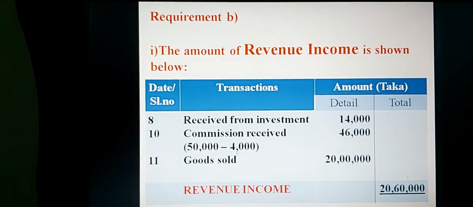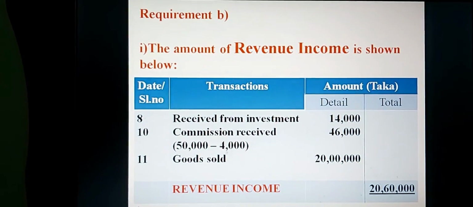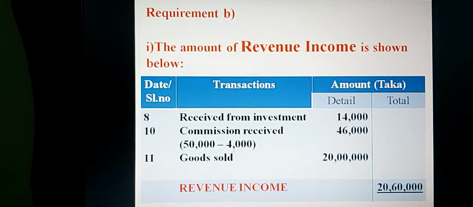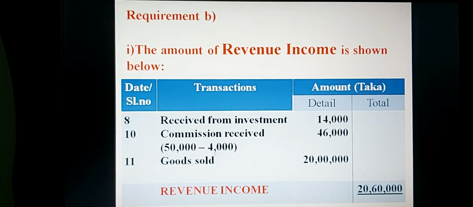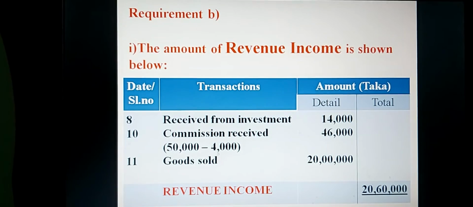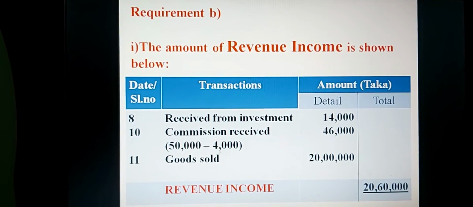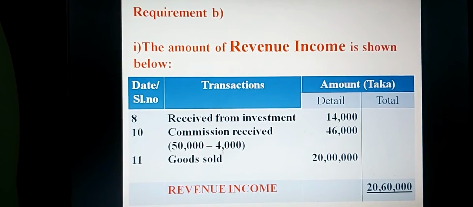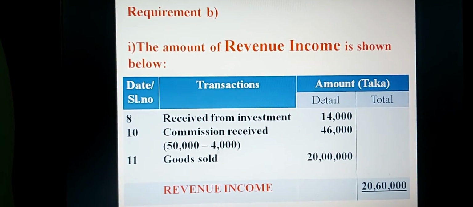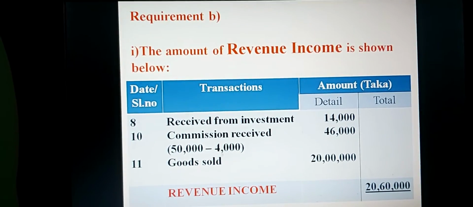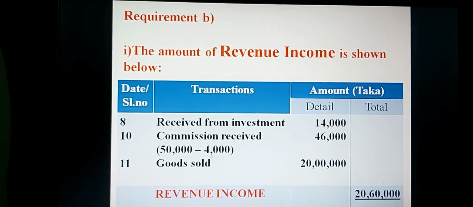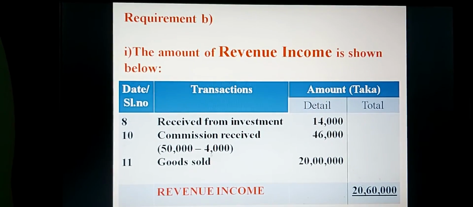Serial number 11, goods sold. A huge amount of money is received for goods sold in any business, because you know that the main source of income for any merchandise business is the sales amount. So you can write it easily. Total revenue income is taka 20,60,000.